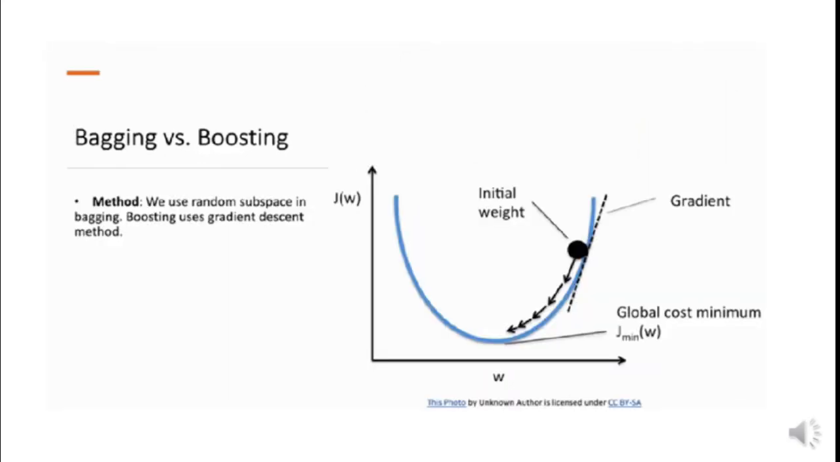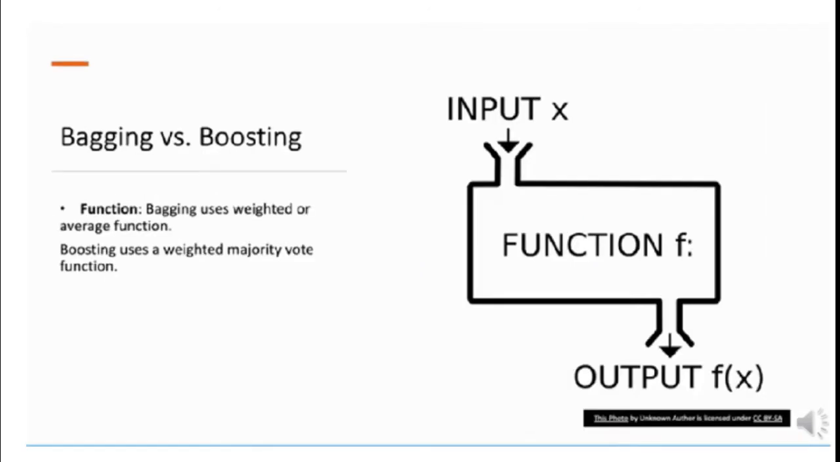Let's look at the different methods used by bagging and boosting. We use random subspacing in bagging, whereas in boosting, we use gradient descent to find the best value of hyperparameters and tuning of the model. Now at last, let's look at the function used by both. Bagging uses the weighted average function, whereas in boosting, we use the weighted majority vote function.